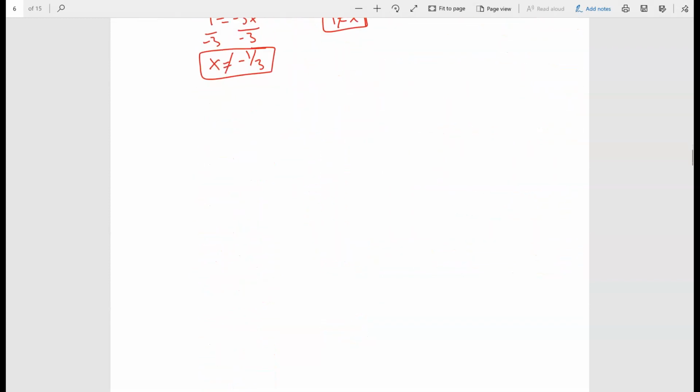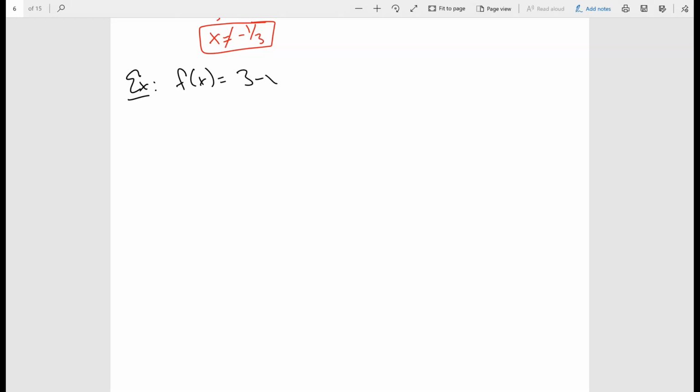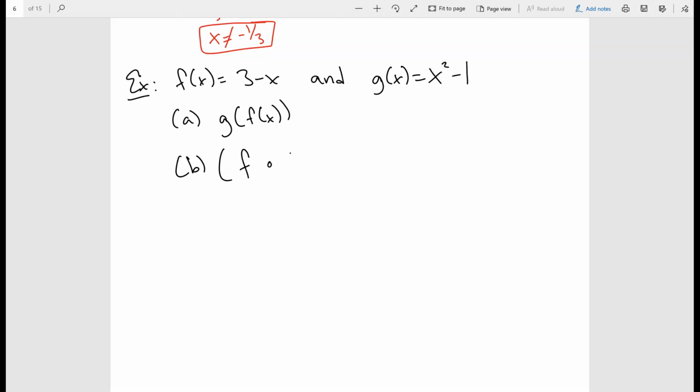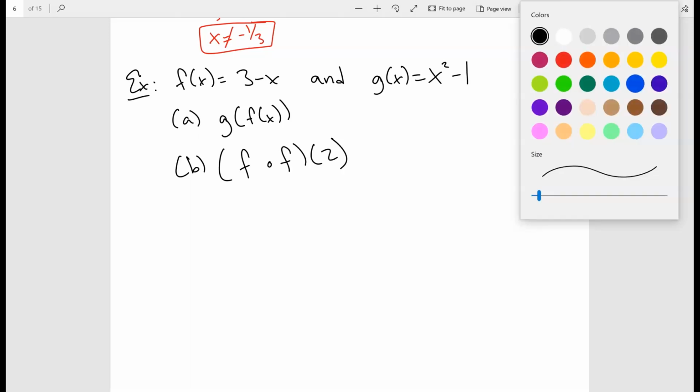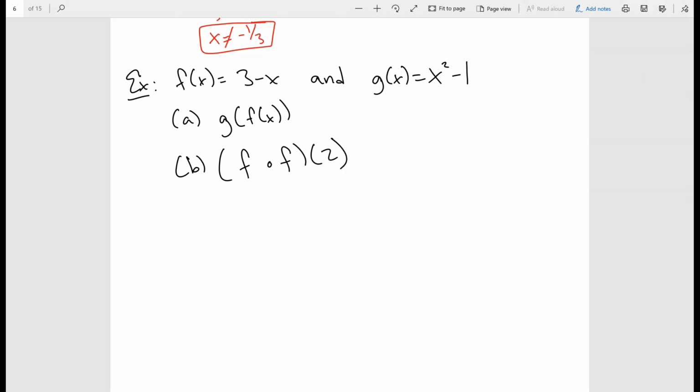So the last one that we will just do is this problem. Let's say I give you f of x is equal to 3 minus x, and g of x equals x squared minus 1. And let's say you want to find g of f of x, and then you want to find f of f of 2. Okay. So the first problem is relatively simple because all we are basically doing is just plugging one function into the other. You have g of f of x.